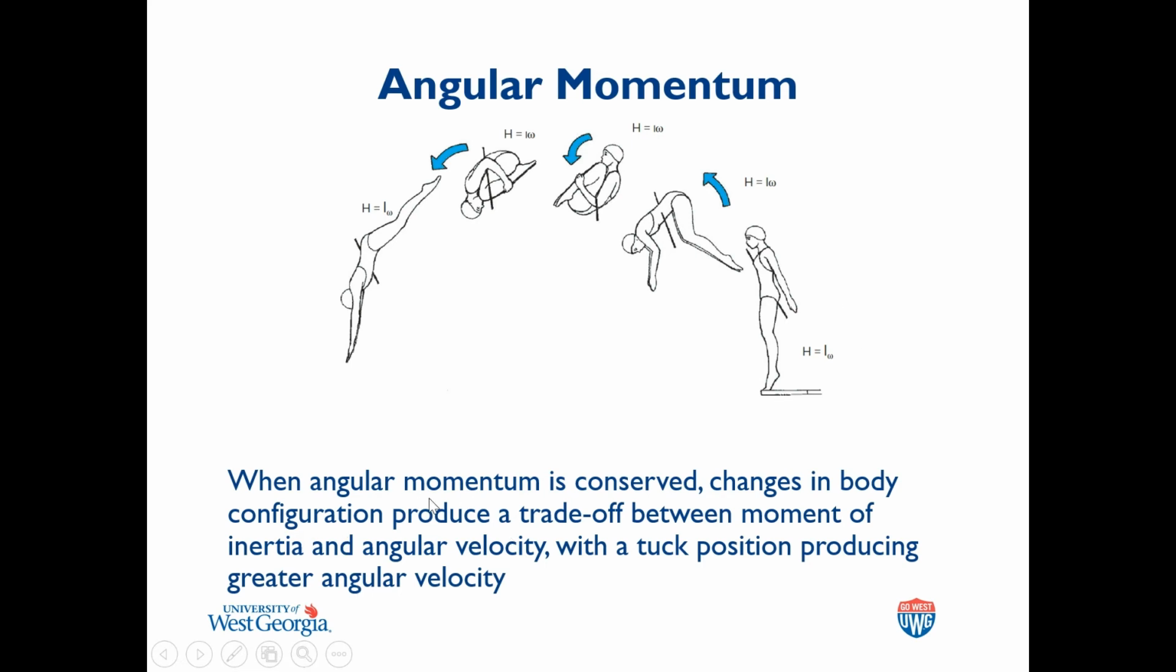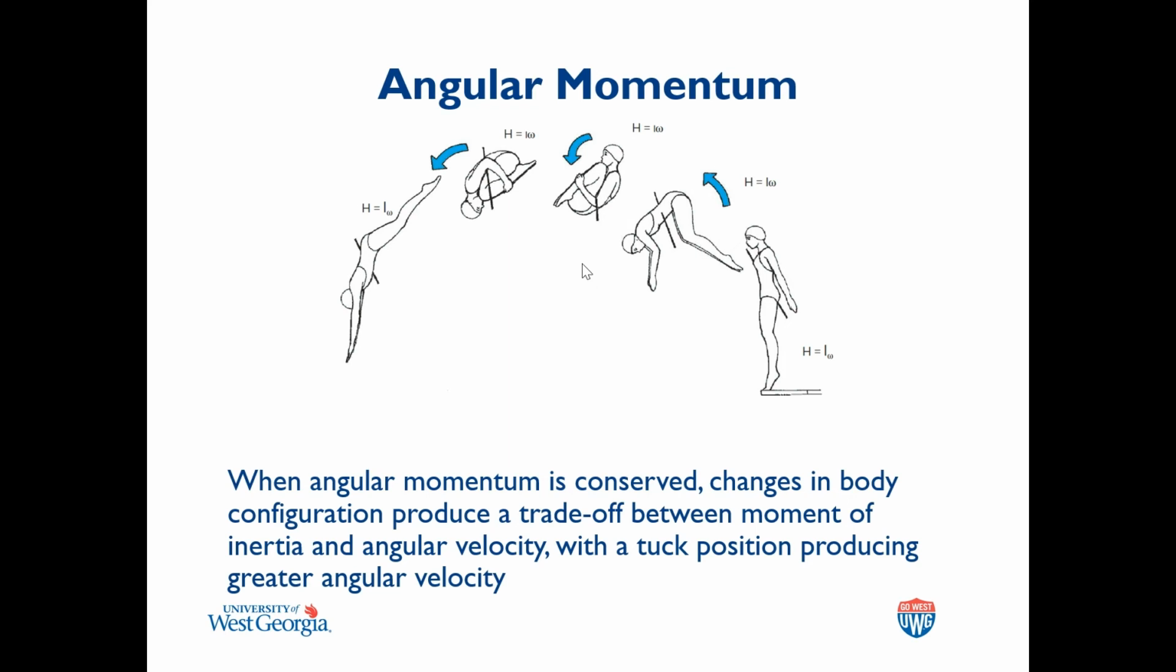And so with that, you can see they're tucking and rolling to do this dive. With angular momentum being conserved, changes in the body configuration produce a trade-off between the moment of inertia and the angular velocity. So again, we have this moment of inertia and the angular velocity, and it's trying to stay pretty constant.